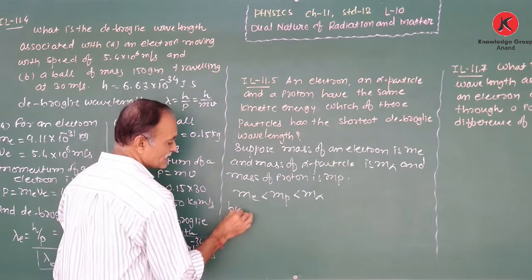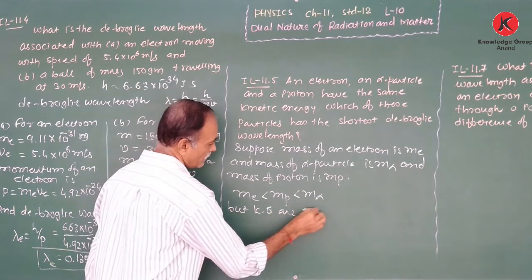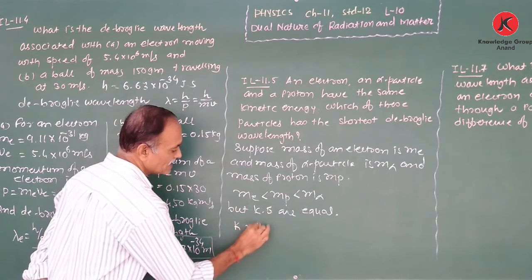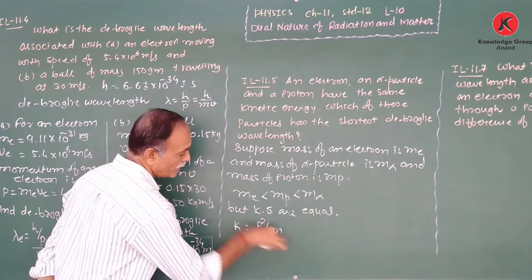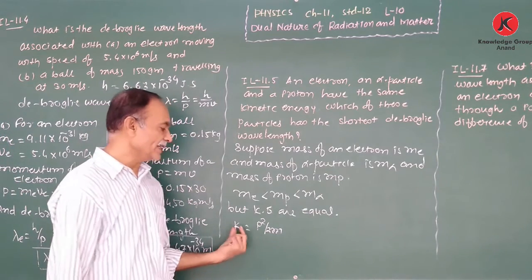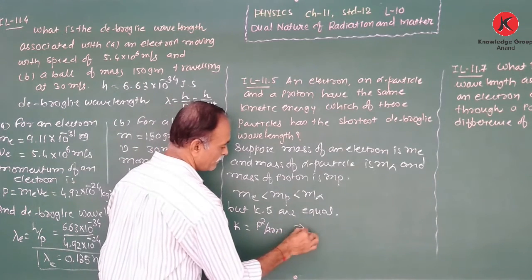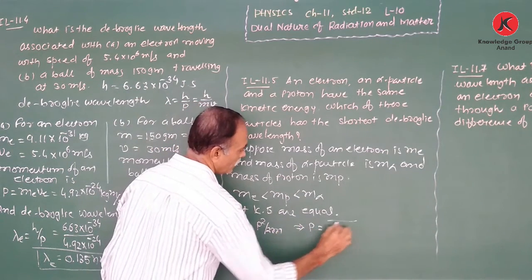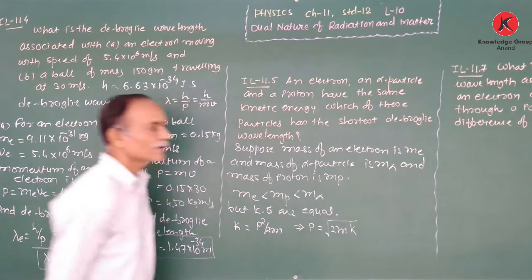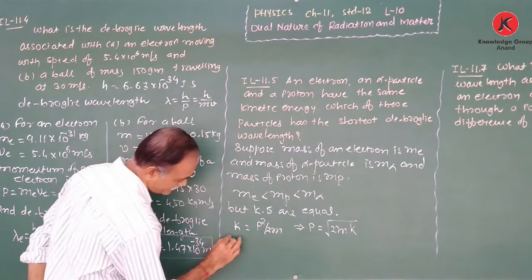But kinetic energies are equal. Therefore, kinetic energy K is equal to p square upon 2m. There is the relation between the kinetic energy and momentum. Therefore, the momentum p is equal to under root of 2mK. Now, de Broglie wavelength.